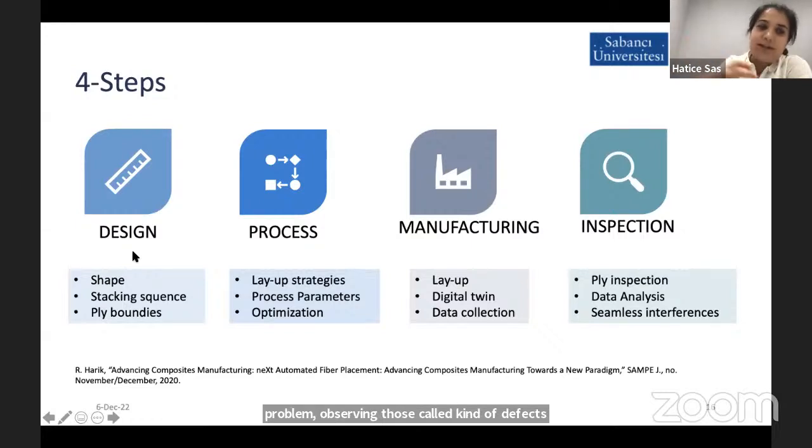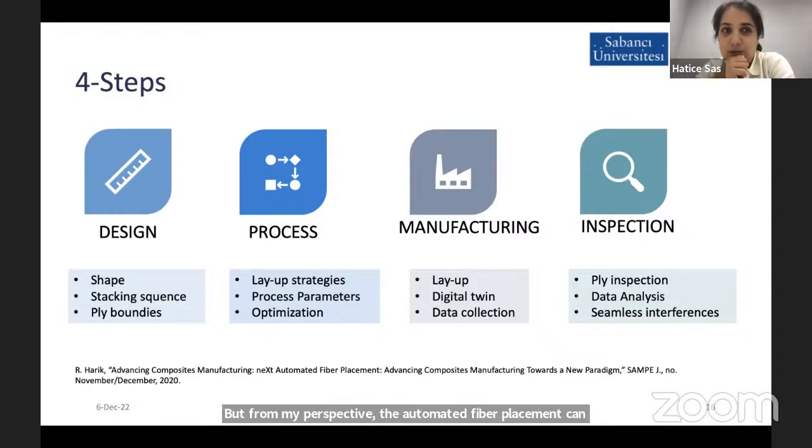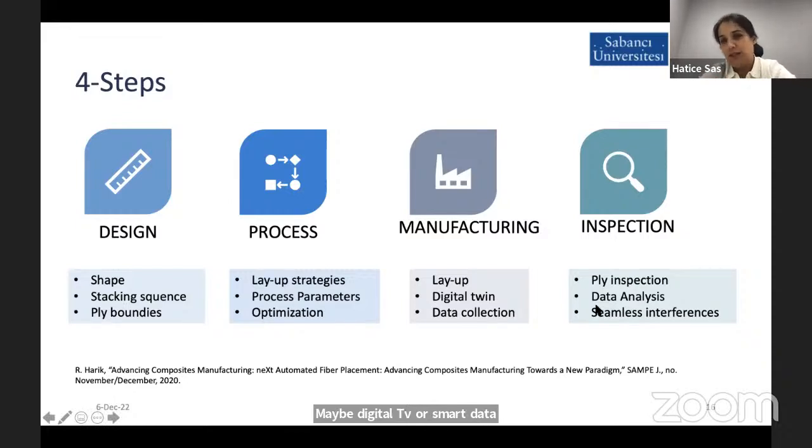But from my perspective, automated fiber placement can be handled in four steps: design the layup, come up with a successful processing strategy, and have your process design successfully manufactured by using digital tools, maybe a digital twin or smart data collection tools, and also do the inspection, with in situ inspection or passive inspection tools, to make a comment about the success of the process.